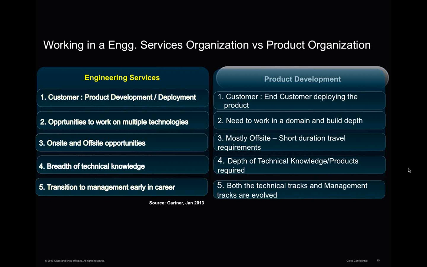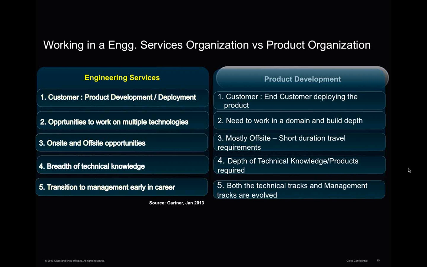So what I wanted to do was look at some of the comparators, right? A number of us have worked in product organizations. I'm sure some of you are working, as you saw from the poll, in services organizations, and many of you are working in product organizations today. What is it like to work in either an engineering services organization or a product organization, and what do these organizations really focus on?